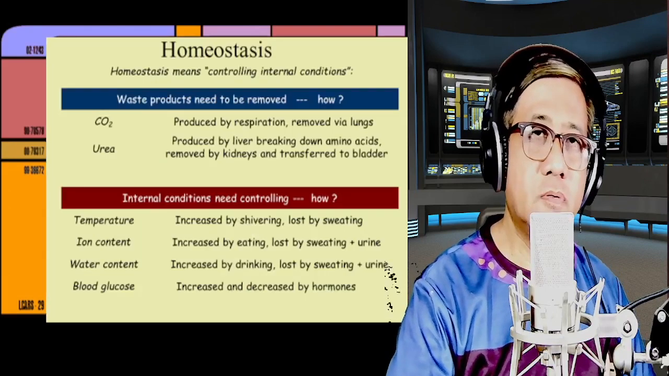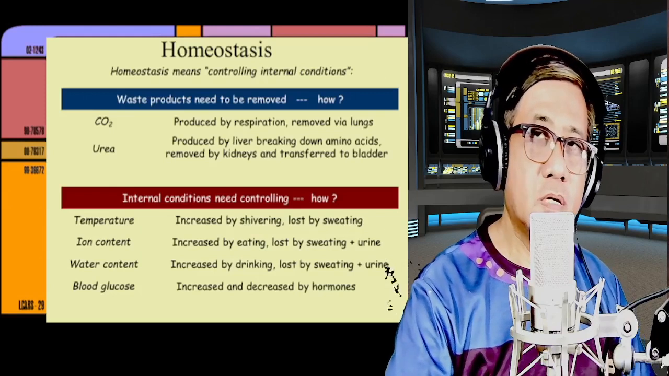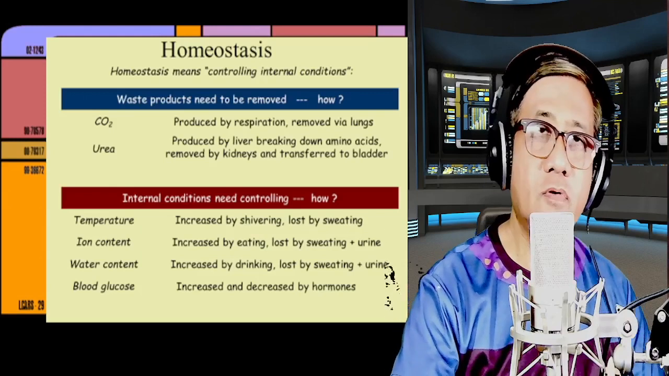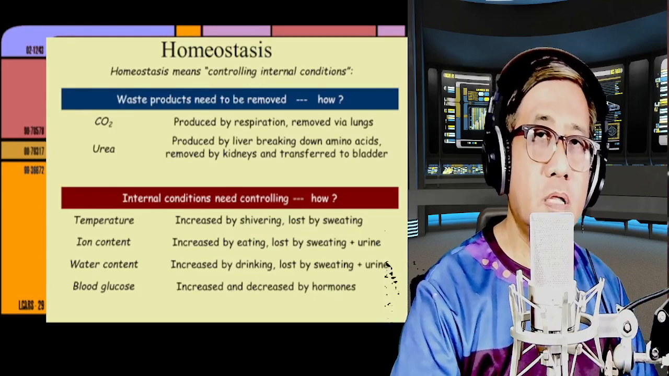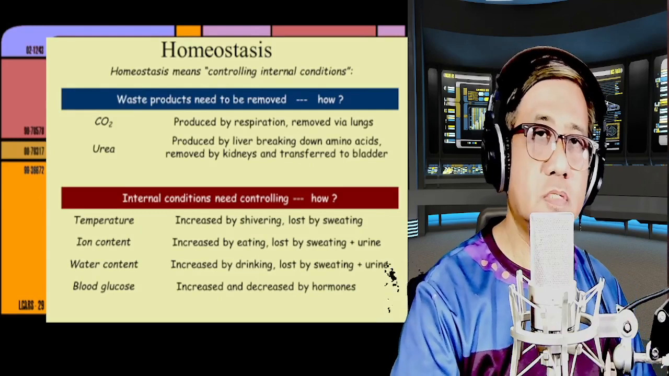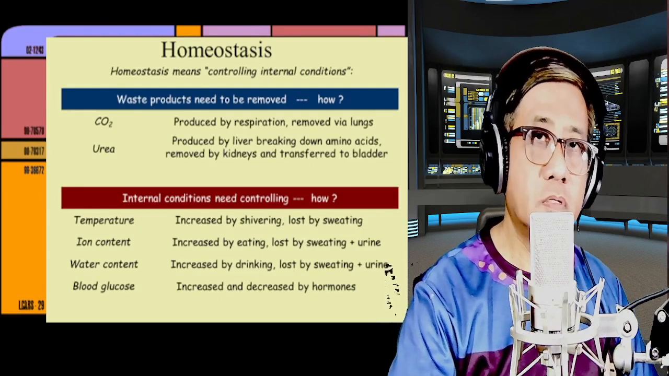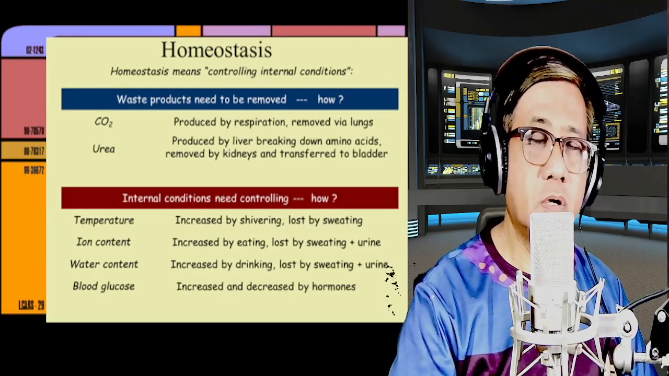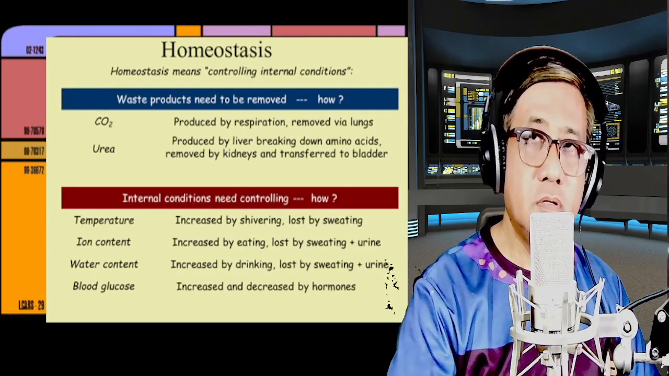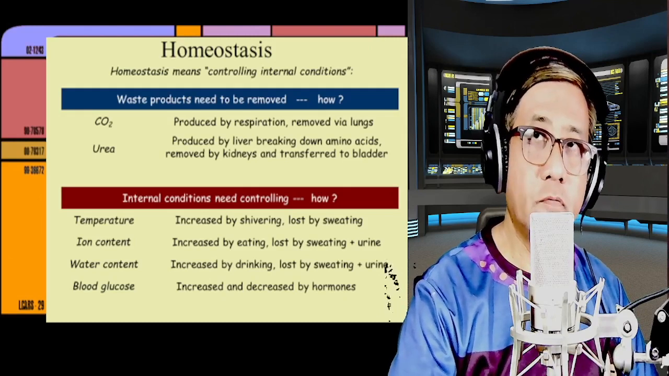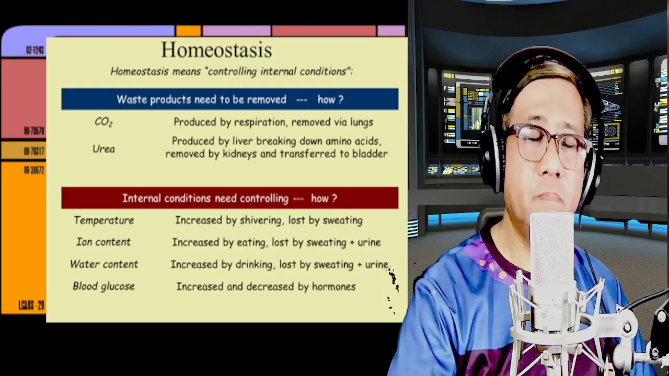Alright, now for higher organisms, there are special mechanisms involved to maintain internal conditions or homeostatic balance. Now in the case of waste products, they must be removed. Like in the case of carbon dioxide, it is a byproduct of metabolism that must be removed.